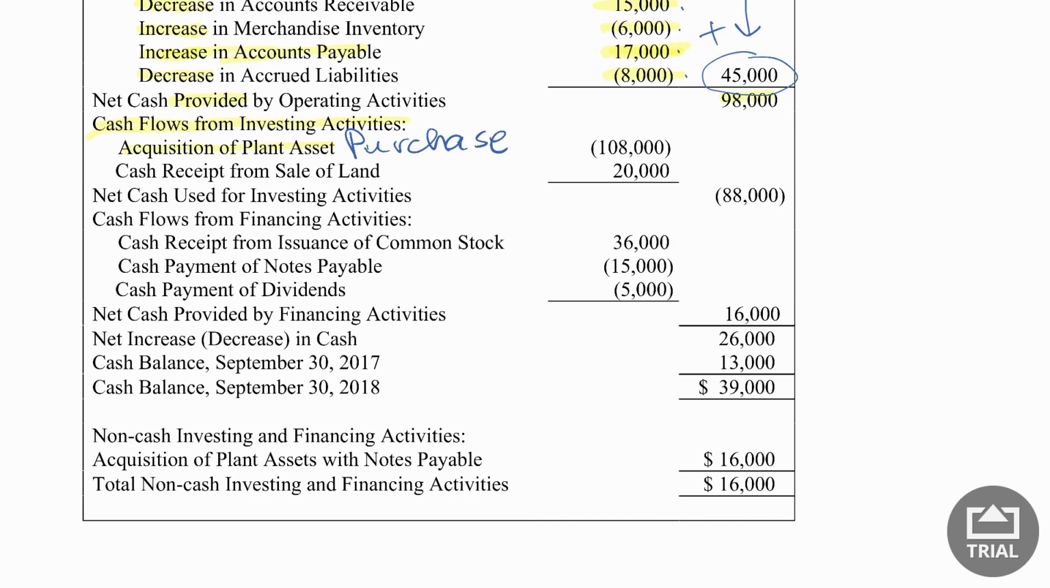If I spent money, that's going to be a negative, right? My money is going down. So negative $108,000.